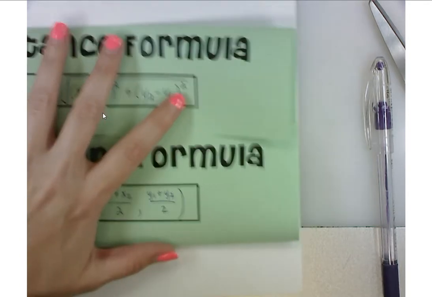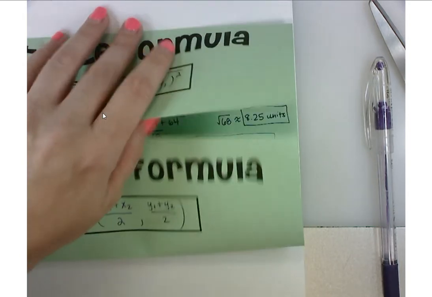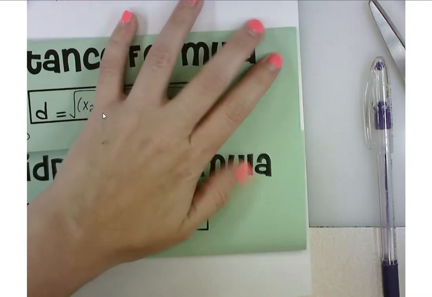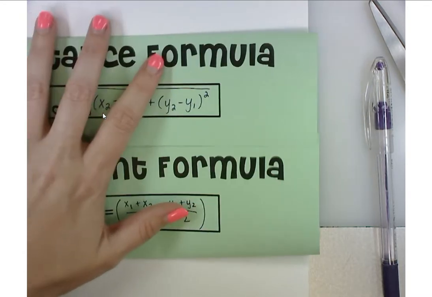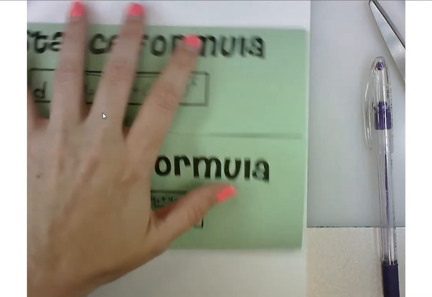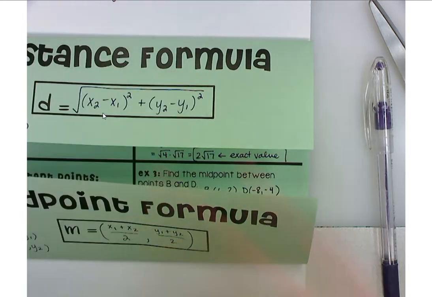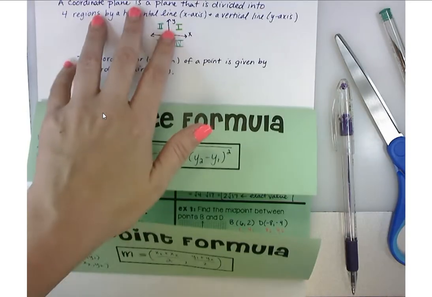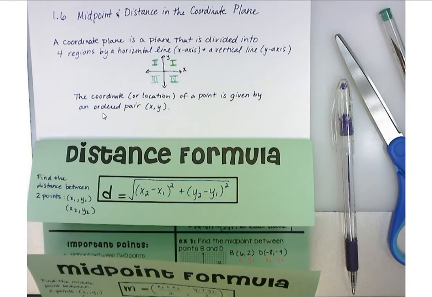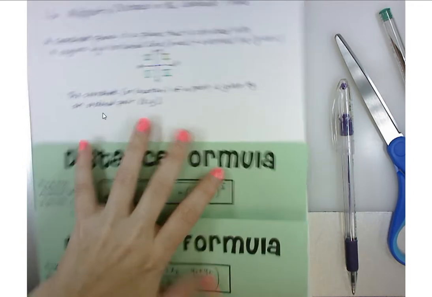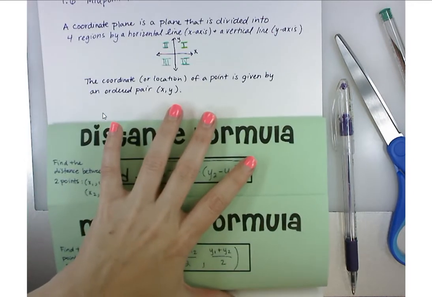All right, so then what we're going to do is glue this in our notebook. We're just going to put it underneath the notes that we took. If for some reason it doesn't fit under the notes that you took, and you want to put it on another page, just make sure that you flip the page. Don't put it on the back of this one, because this is a foldable that opens up. And if it opens up, we never want those on the back side. Okay?